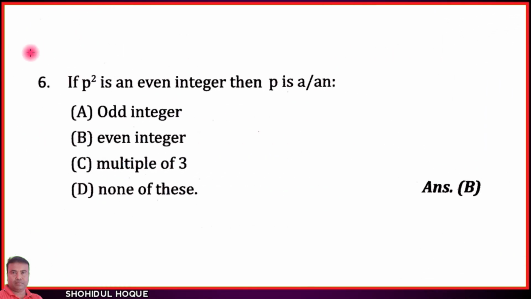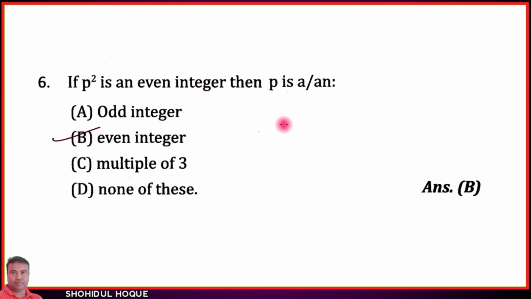Alright. Next question number 6. If p square is an even integer, then p is. Option A, odd integer, option B, even integer, option C, multiple of 3, option D, none of these. Correct option B, even integer.